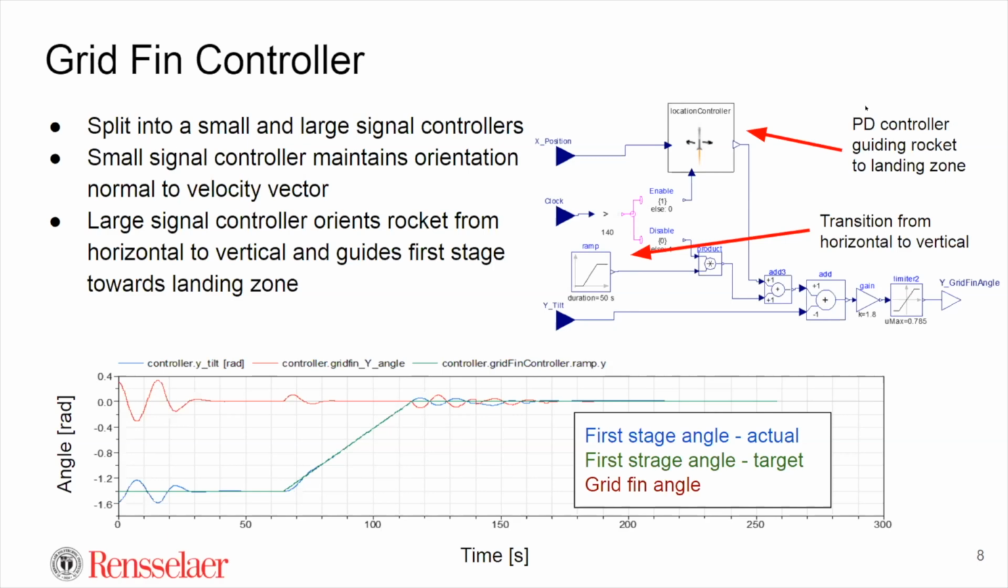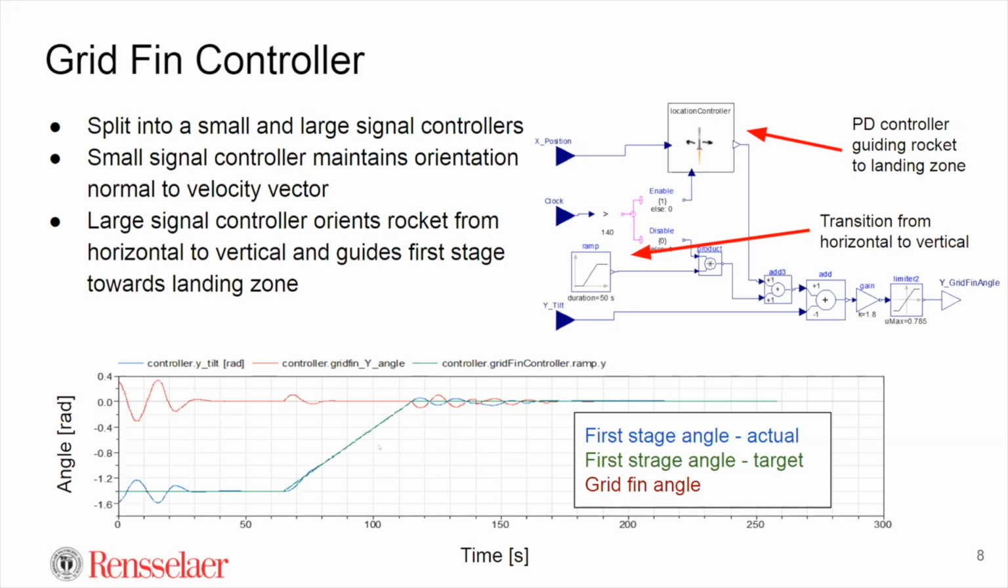And that's where this PD controller is that guides the rocket to the landing zone. At the bottom here, we have angle plotted on the y-axis in radians and time on the x-axis. And this is basically looking at the effectiveness of the grid fin at orienting the rocket.